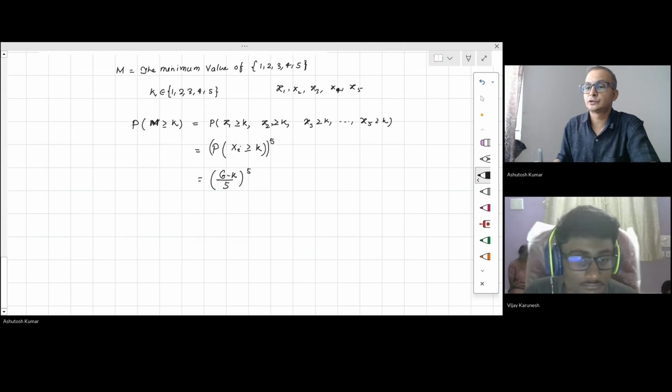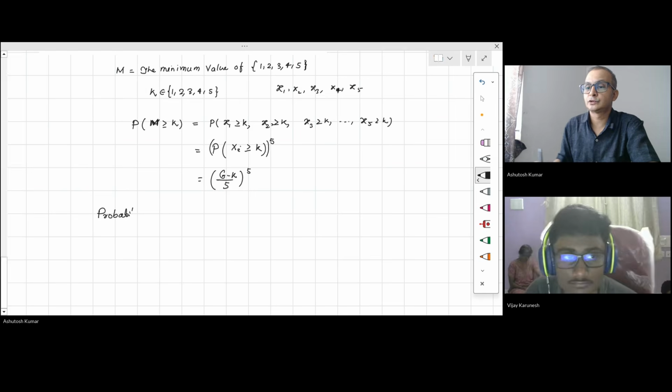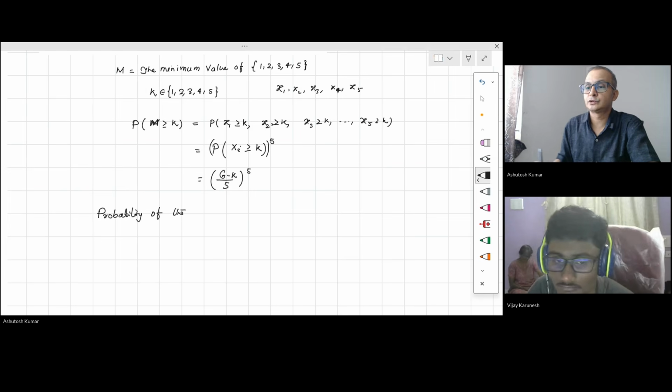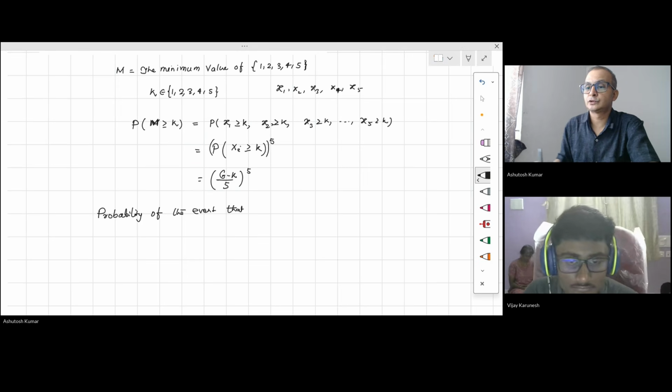Let me write in words. The probability of the event that minimum value is exactly k.